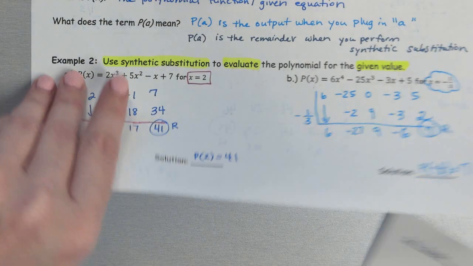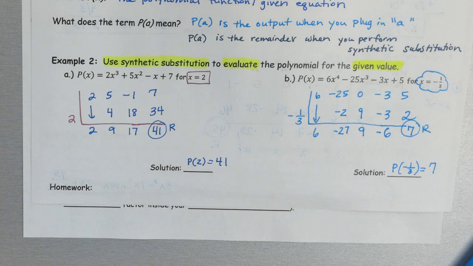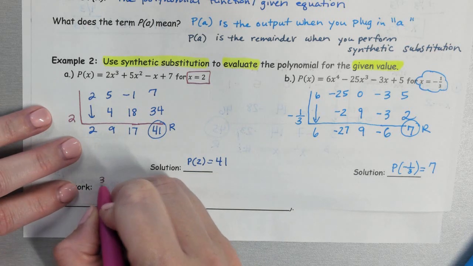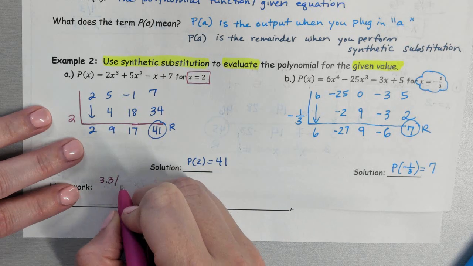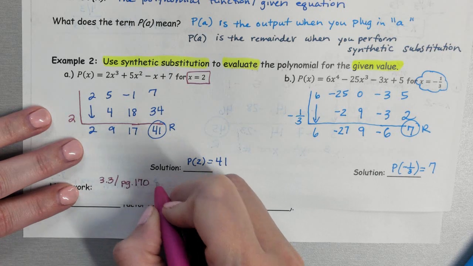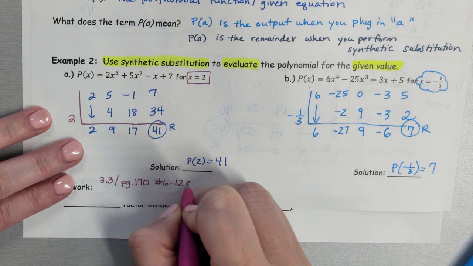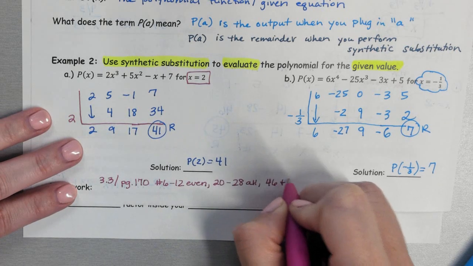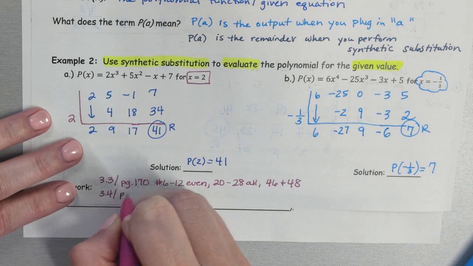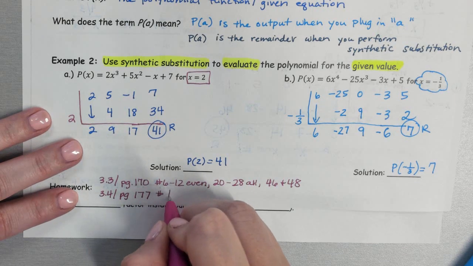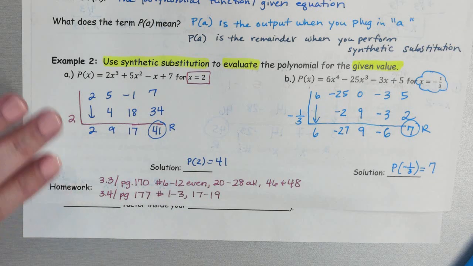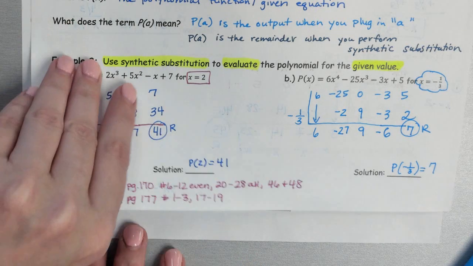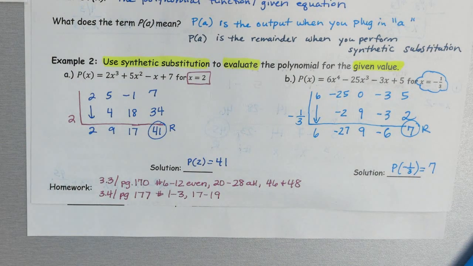Can you guys see tomorrow what we're going to be working on? Factoring by grouping? Yeah. Okay, so your homework just has two parts to it. From 3.3, you're doing page 170. The 6 through 12 are the evens, 20 through 28 all, 46 and 48. And then from 3.4, you're just doing 1 through 3 and 17 through 19. I'm going to give you the rest of the time to work on that.